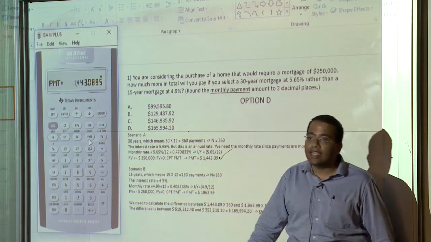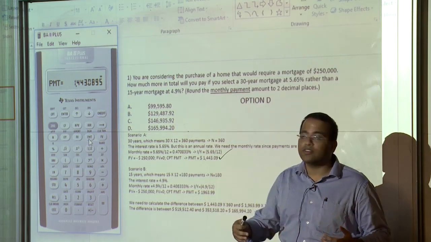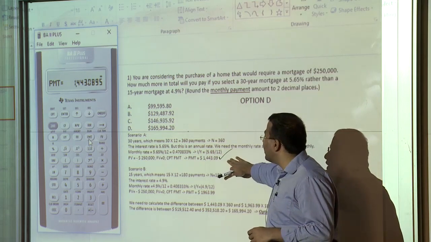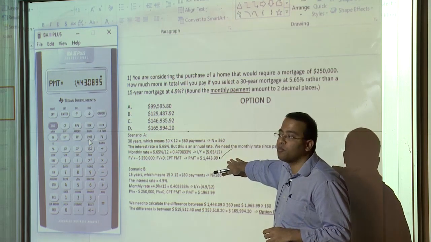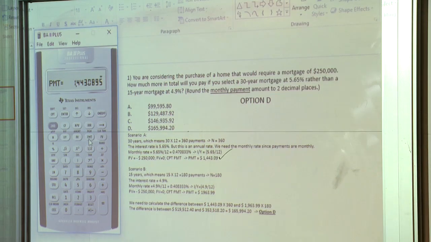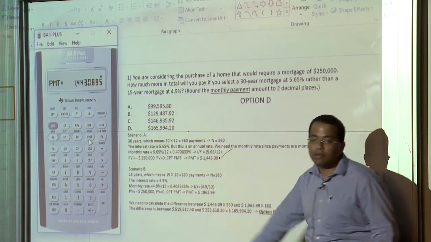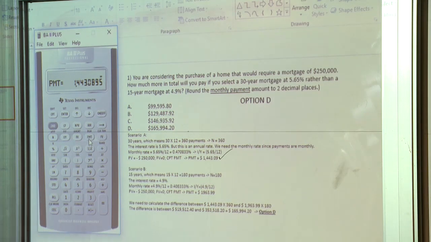If I went for the 30-year plan, it would mean that every month for the next 360 months, I would be paying $1,443.09, month on month. That's one thing. Now, I could do the other scenario, which is scenario B, where I pay for 15 years. 15 years means 180 payments. So once again, I need to compute the PMT for the second scenario as well.